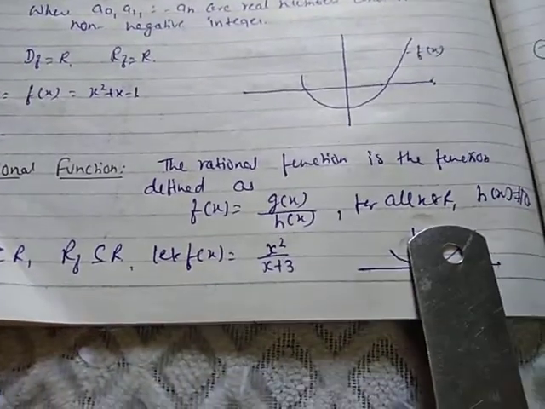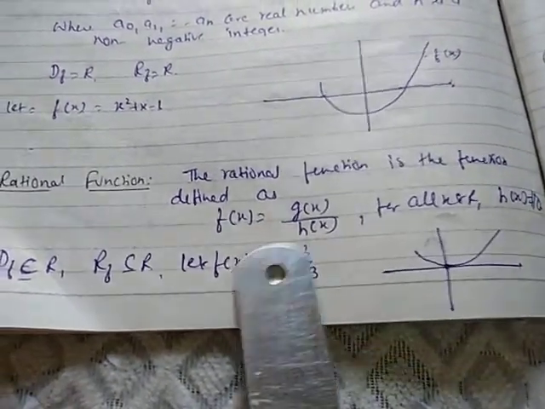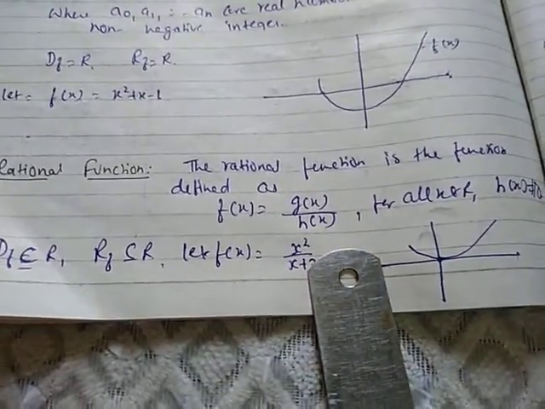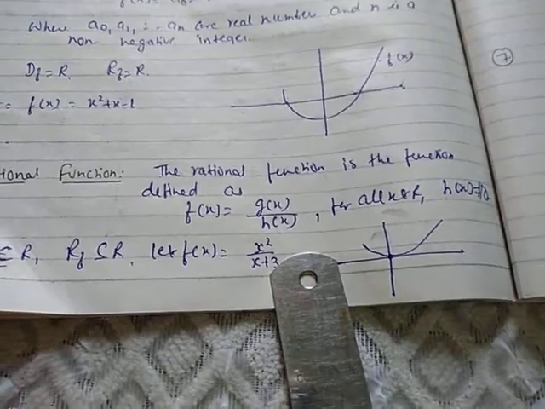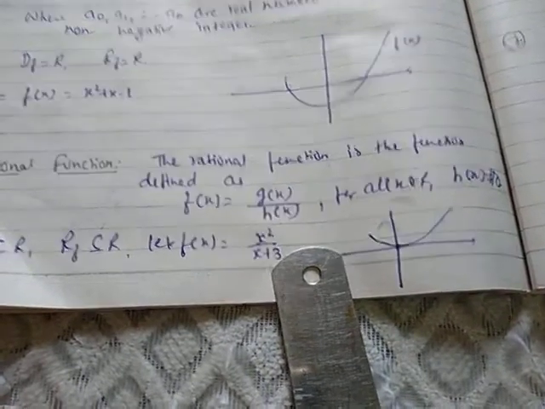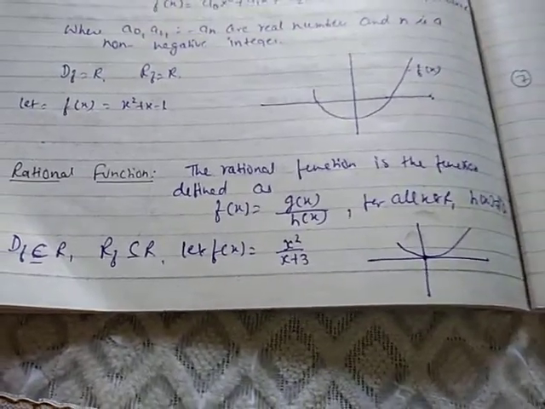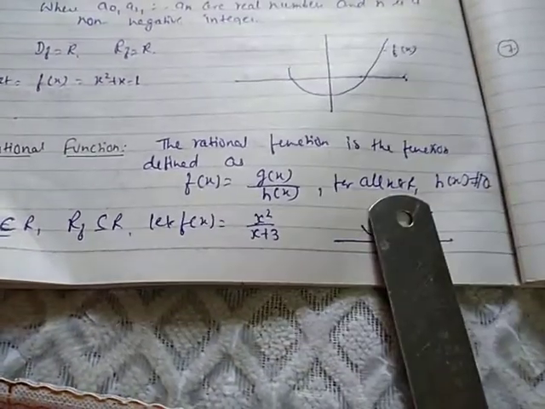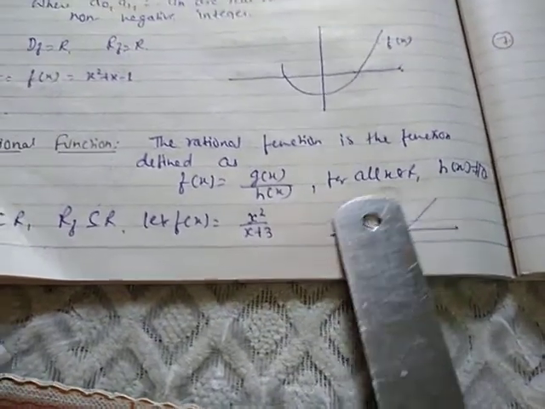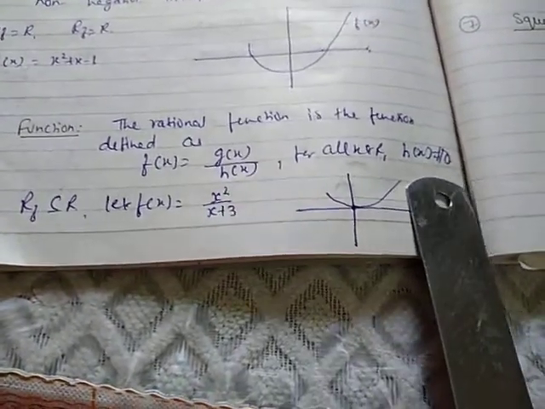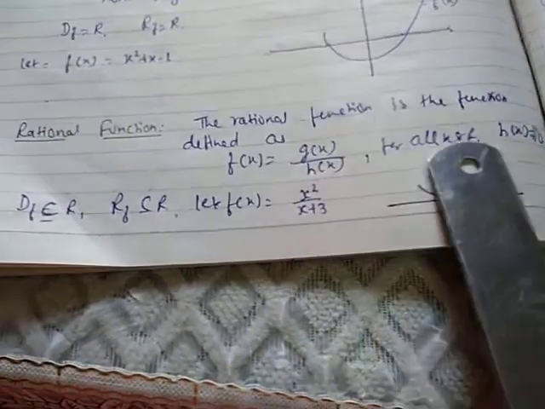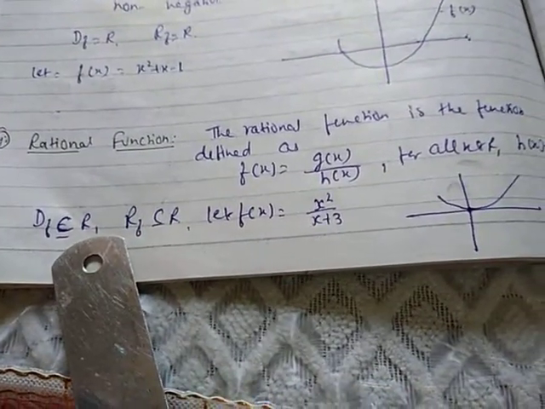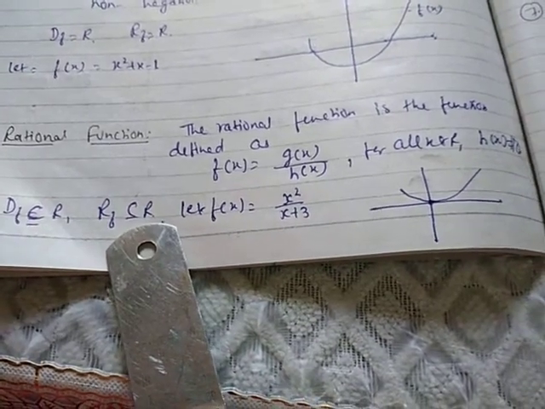A rational function is the function defined as f(x) = g(x)/h(x). You know what is a rational number? p/q, where q is not equal to 0. When the variable is involved, it becomes your function, f(x) = g(x)/h(x) for all x belongs to R, but one condition is there: h(x) is not equal to 0, because it is a rational function. Now, domain belongs to a subset of R and range is also a subset of R.